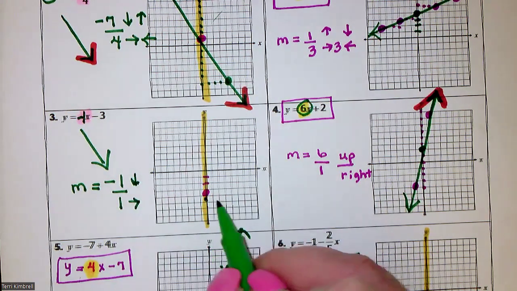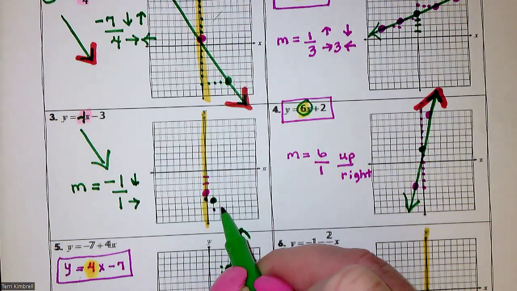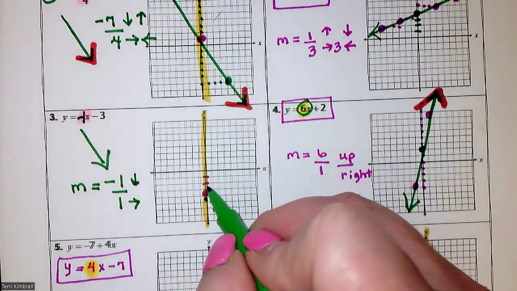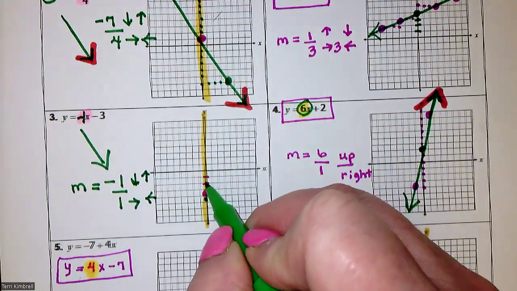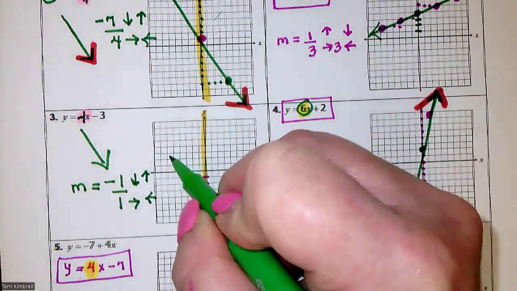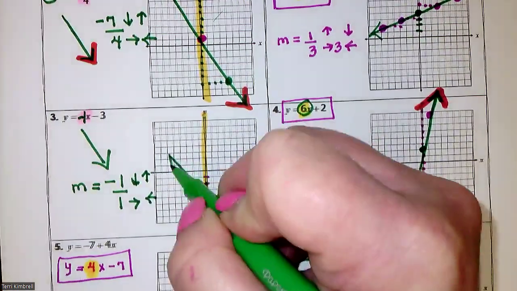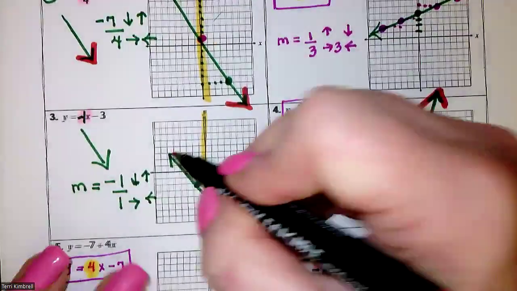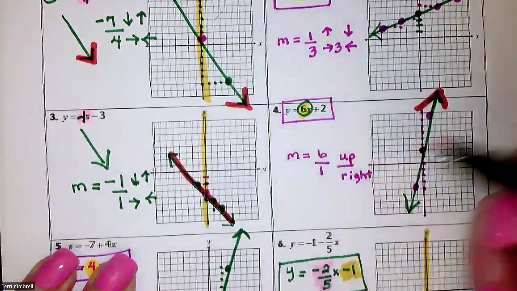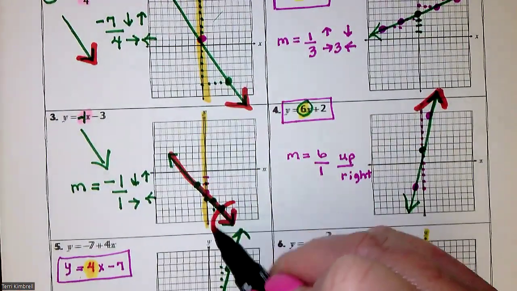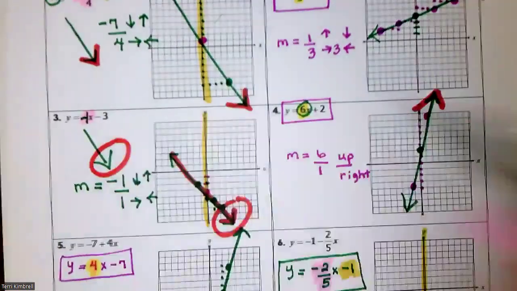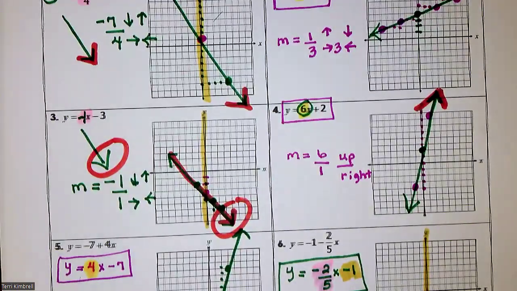Down 1, right 1. Down 1, right 1. Or I can go up 1, left 1. Just make sure they line up in a line. And make sure when you drew this, your line is going down, okay? Because that's where you mess up sometimes. Make sure this part is heading downward. Okay, I hope you got those right.